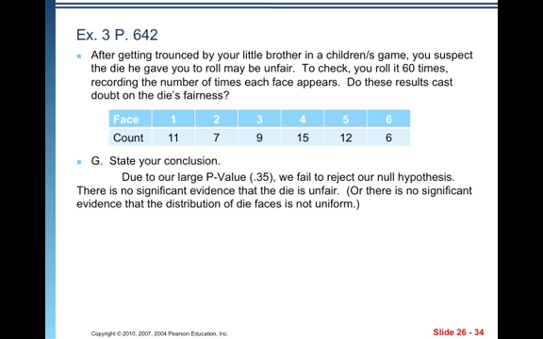Remember, you always report the p-value, state whether we reject or fail to reject the null hypothesis, and then you state whether or not you have evidence for the alternative. So we fail to reject our null, so we do not have significant evidence for our alternative.